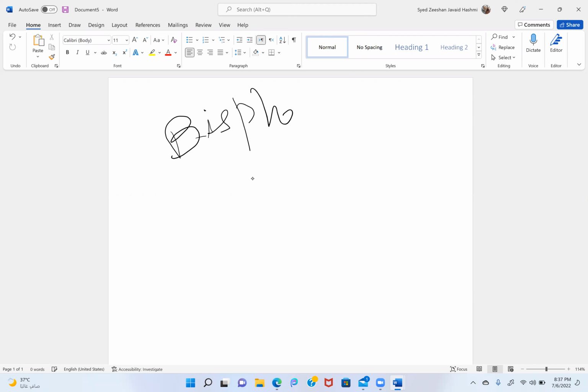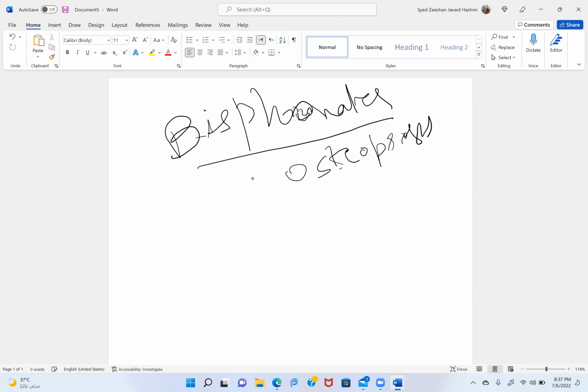And actually I wanted to read about this. Does anyone know about bisphosphonates? They are actually for osteoporosis, but I couldn't read about them. You can just have a look at what these bisphosphonates are, because these osteoporotic patients are sometimes on these medications.